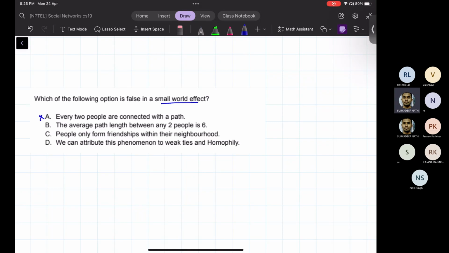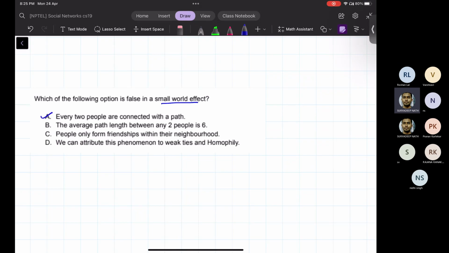The average path length between any two people is false. Okay, so what they're saying, which of the following is false. Every two people are connected with a path. They may not be immediately connected, but there always exists a path between any two people, because a small world forms a connected network. So option A is correct.